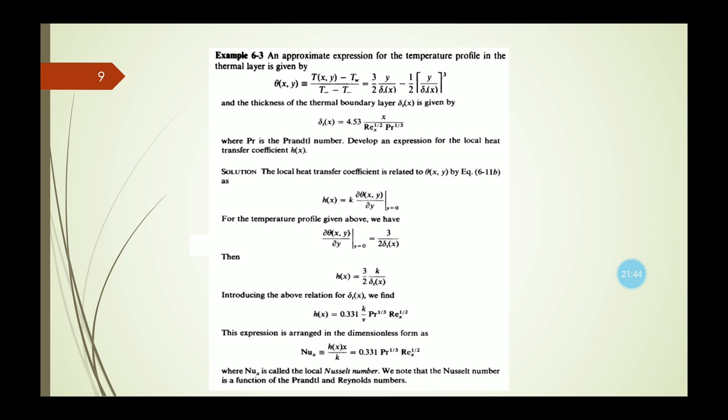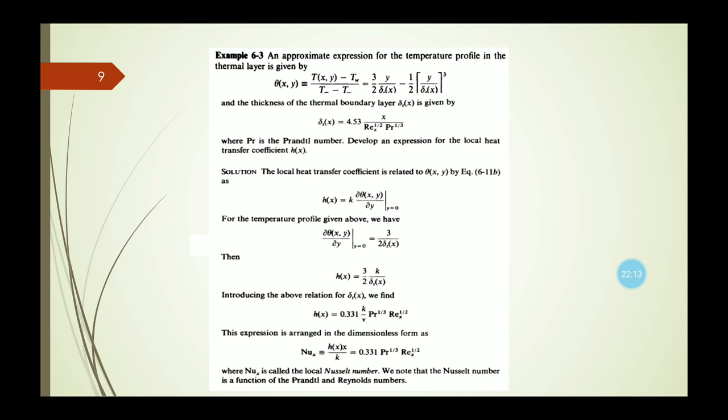Now there is an example, so let us discuss that one. An appropriate expression for the temperature profile in the thermal layer is given here, and the thickness of the thermal boundary layer delta T or delta Tx is given by the equation in terms of Reynolds number and Prandtl number. We need to develop an expression for the local heat transfer coefficient.